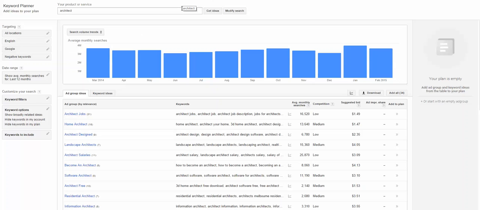What we're going to be looking at today is how to use Google's Keyword Planner to better understand your search engine optimization strategy. As you can see here, I've typed in the word architect to see what kind of searches and what kind of related information we can find out.